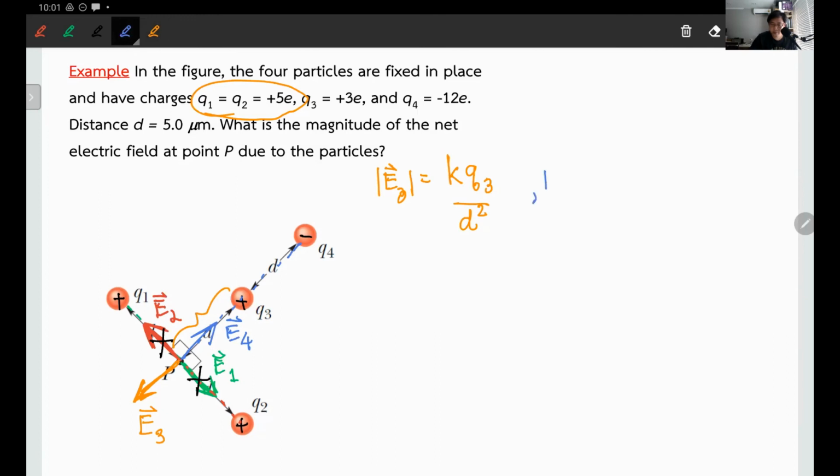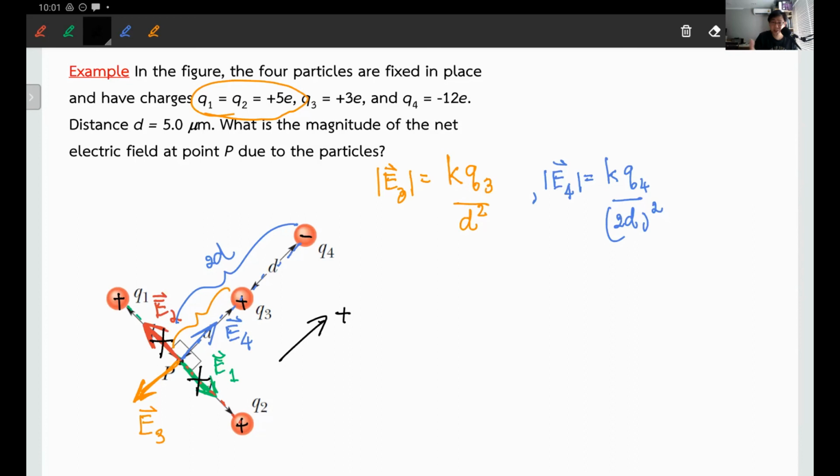E4 magnitude is going to be K, Q4, over, now it's going to be 2D, twice as long, squared. Okay, and now this is almost done. All you need to do is just sort of stick with one direction and go with it. So I can say, hey, let's call this direction to be the positive direction.